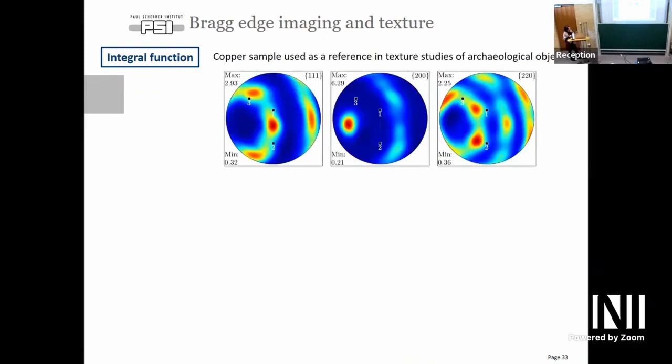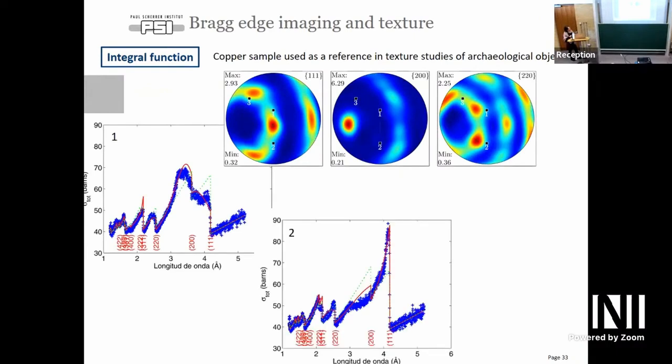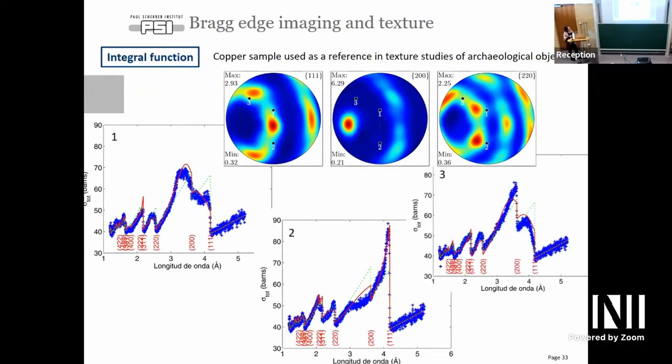This is a copper specimen measured in these three orientations. You can see in blue the measured curve and in red the simulated curve, and you can see that the fit works really nicely. You can also see in green what we get if we measure a powder. So clearly the textured material is completely different from the powder sample.